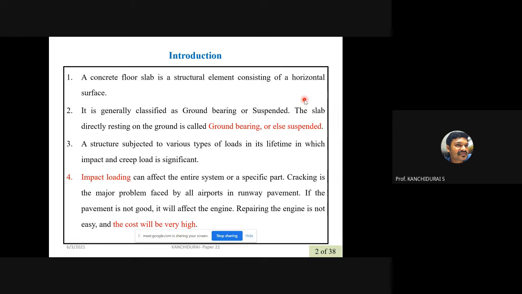The concrete floor slab is a structural element consisting of a horizontal surface. It is generally classified as ground bearing or suspended. A slab directly resting on the ground is called ground bearing, or else suspended.